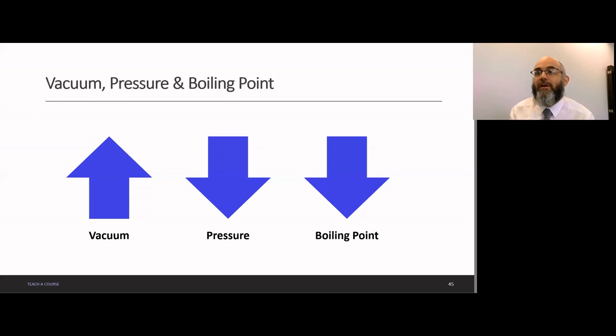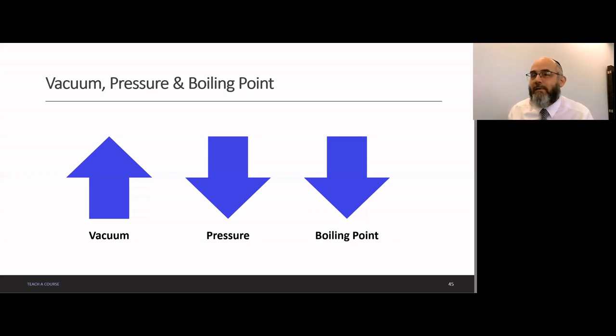The pressure was very low. The vacuum was very strong, which means the pressure is low. Those are two ways of saying the same thing, and it was boiling away. Because boiling has to do with the pressure, not the temperature per se. So as the pressure goes down, the boiling point goes down.